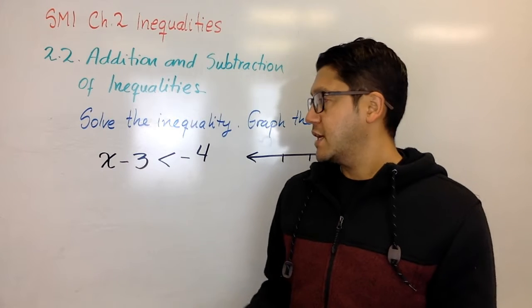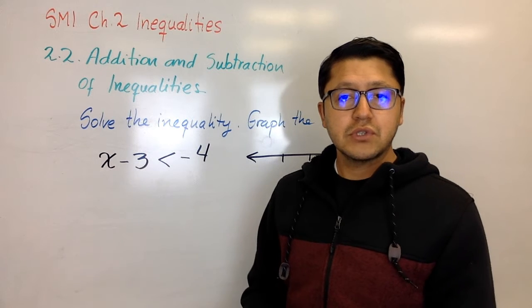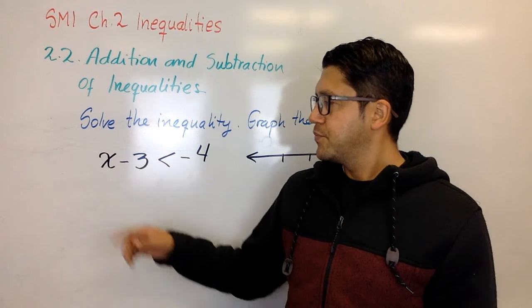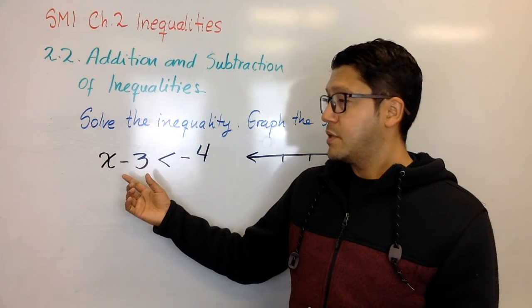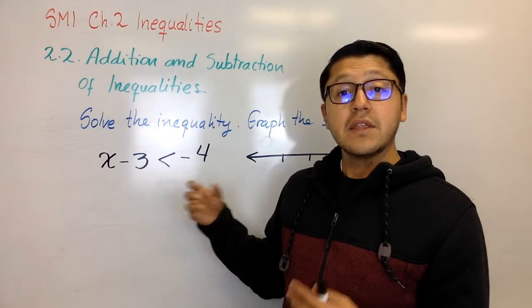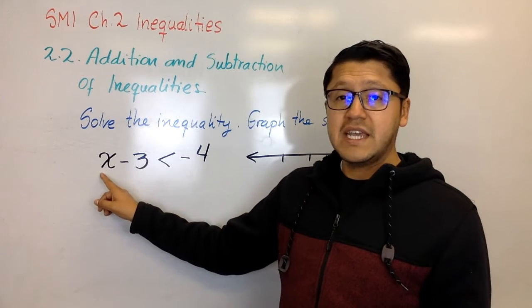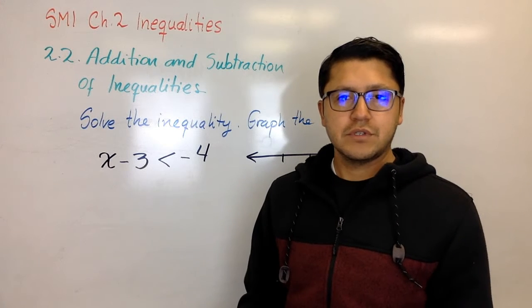But what if I said, is it possible to use 2 as part of the solution? Well, think for a moment. 2 minus 3 is -1. But is it possible to state that -1 is less than -4? That's not true. So 2, plugged in here, would not be part of the solution.